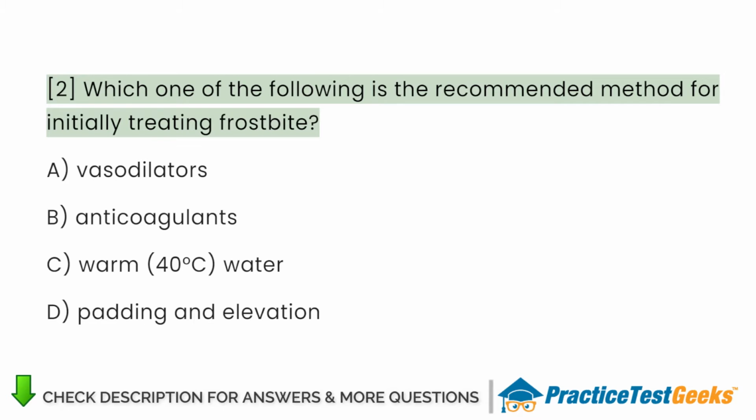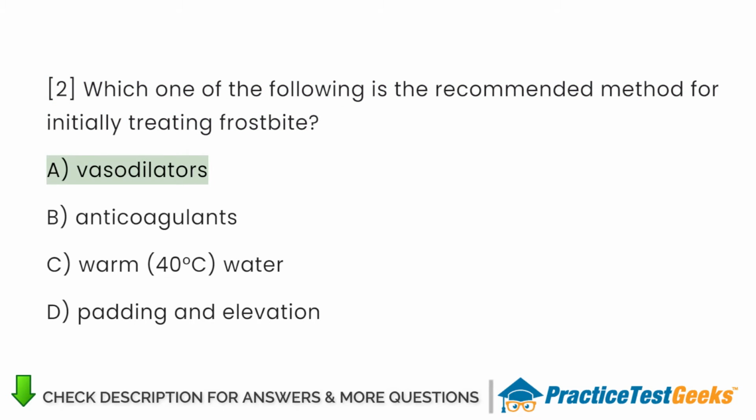Which one of the following is the recommended method for initially treating frostbite? A. Vasodilators. B. Anticoagulants. C. Warm, 40 degrees Celsius, water. D. Padding and elevation.